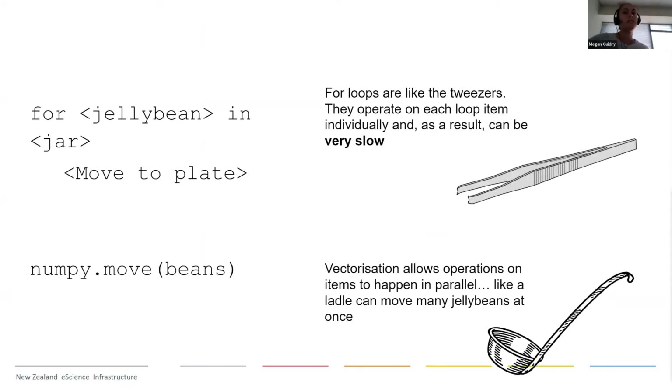Choosing tweezers for this task would be like using a for loop. They operate on each loop item individually, and a lot of time is wasted repeating the same action over and over again. As a result, it takes quite a long time to move 100 jelly beans from the jar to the plate. Choosing the ladle for this job, on the other hand, is like vectorizing your code. Vectorized code allows operations on multiple items to happen in parallel, just like a ladle allows you to move many jelly beans all at once. And the result is code that runs much faster.